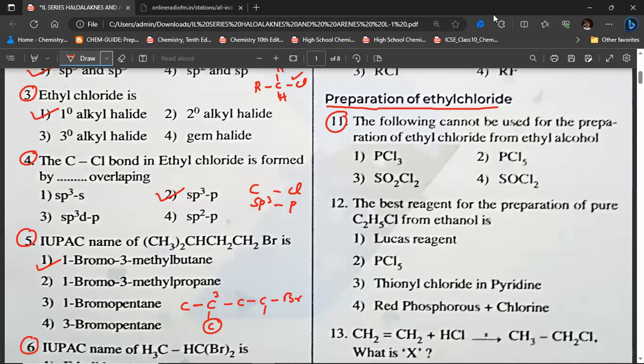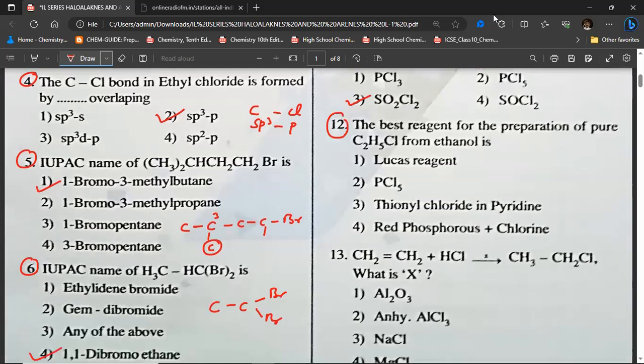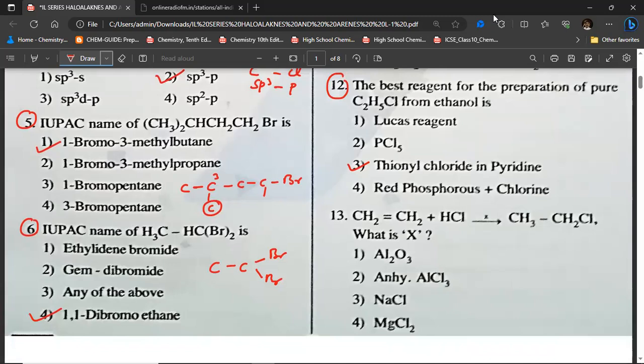We have PCl3 can be used, PCl5 can be used, SOCl2 can be used. That means sulfuryl chloride, SO2Cl2, is not used. So in that case, SO2Cl2 is the right option for this question. 12th question: the best reagent for the preparation of pure ethyl chloride is thionyl chloride, and in the presence of pyridine is best suggested. This is Darzens' method, the preparation of ethyl chloride.